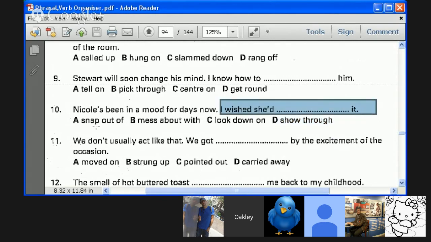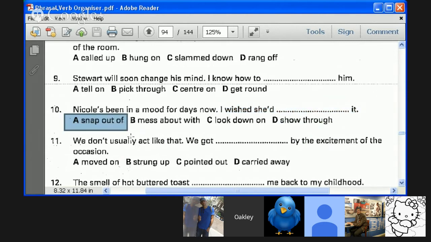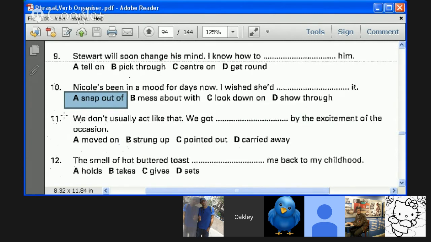Okay, I wish she'd snap out of it, meaning suddenly come back to reality. Okay, snap out. And it can be like this, very abstract, as in this example, or it actually can be quite physical. Someone gets hit in the head and they're sitting there basically in a daze. Snap out of it. You see this in the movies all the time. Somebody slaps someone across the face and they say, snap out of it. They're trying to get them to come back to reality.